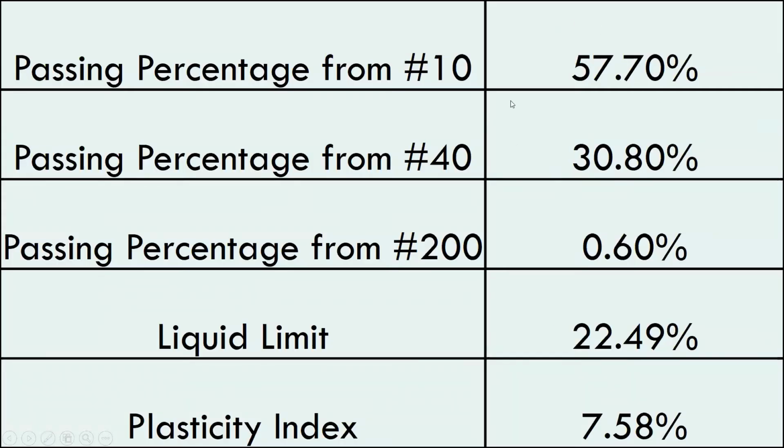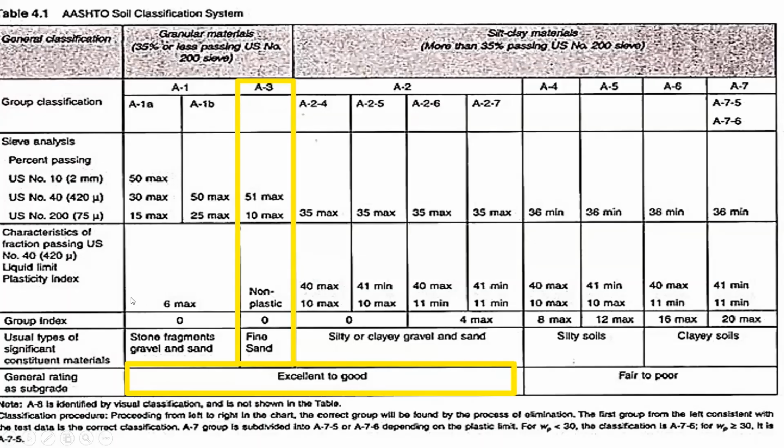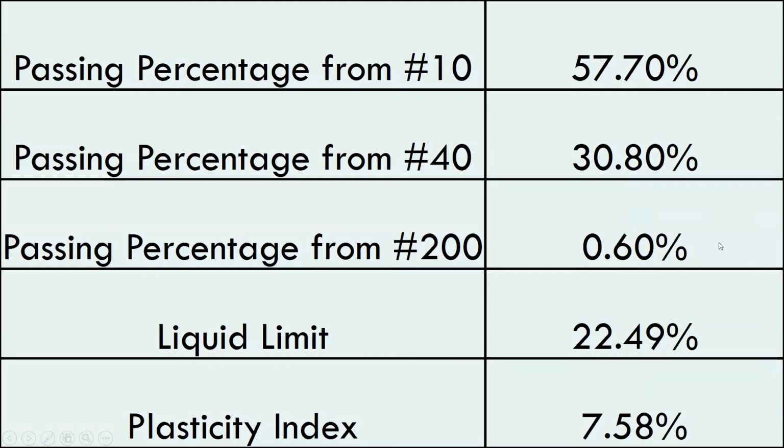So these are the values which we got from the passing percentage from number 10. Why do I take out these things? So let me clear it here. Group classification, general class. Sieve analysis, percent passing. US number 10 sieve passing, 50 maximum, number 40 passing, 30 maximum, number 200 passing 15 maximum. So that's why I need to know these values. That's why I put all these values on a separate slide.